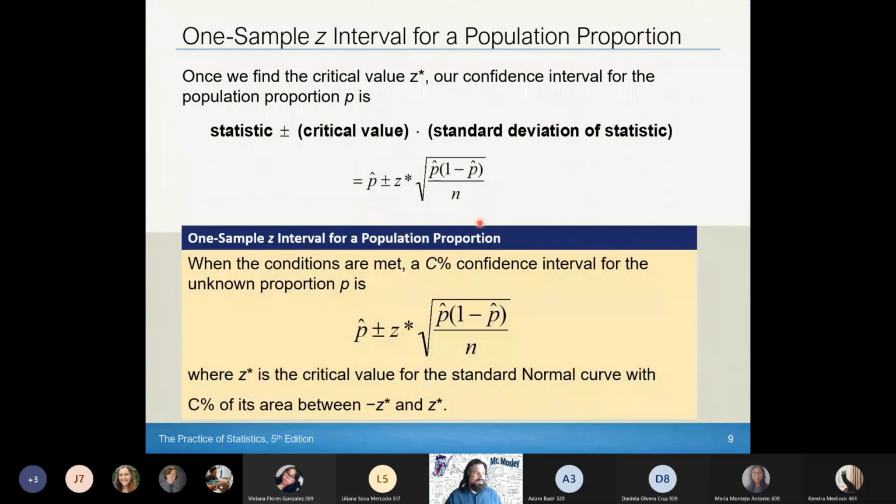This is a method of inference. It's called the one sample z interval for a population proportion: one sample, because we only took a single sample, and z interval, because we're using z-scores.